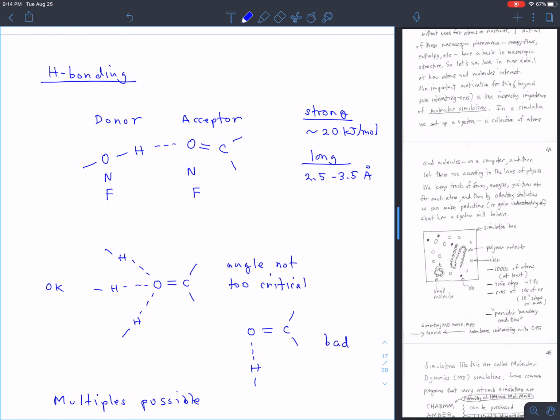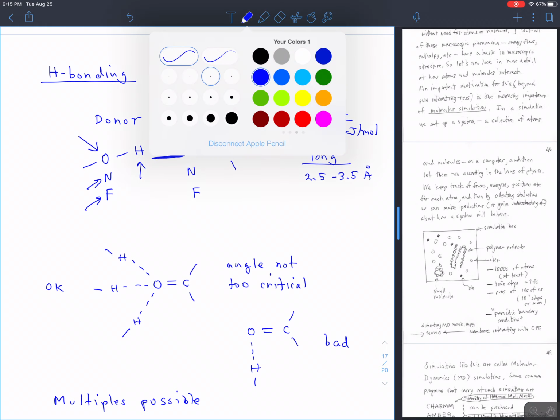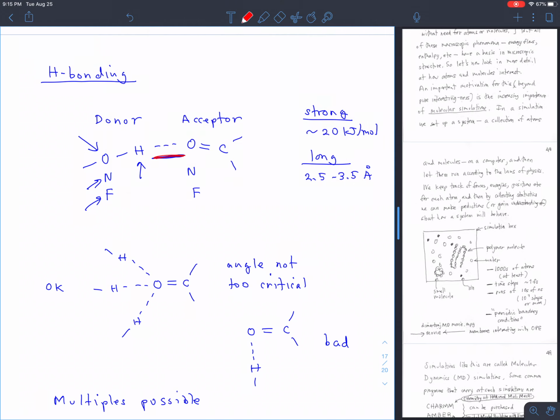All right, last thing I want to talk about before we end this lecture is a little bit about one other kind of important intermolecular interaction, that's hydrogen bonding. Everybody here is familiar with this, I'm sure. If I have a highly electronegative atom like oxygen with a hydrogen attached to it, or nitrogen or fluorine, and then I have that hydrogen nearby another electronegative atom like oxygen or nitrogen or fluorine, then they can form what's called a hydrogen bond. Hydrogen bonds are pretty strong, 20 kilojoules per mole.